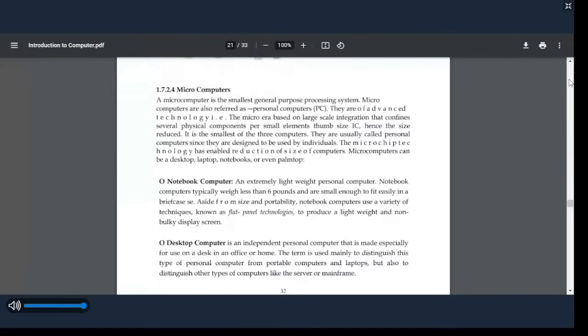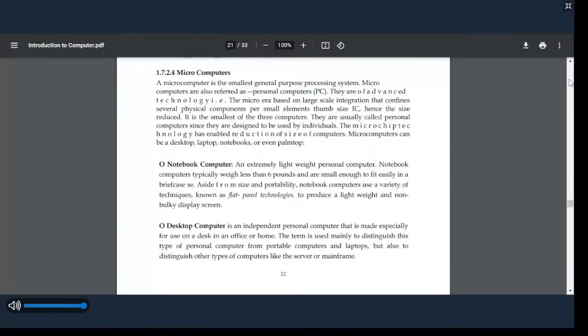We have the desktop computer, an independent personal computer that is made especially for use on a desk in an office or home. Especially if you go to Kibabii, you will see that they use desktop computers, the ones that have a screen and a CPU. Those are the normal computers we use when you are registering. So the term is used mainly to distinguish this type of personal computer from portable computers and laptops, but also to distinguish other types of computers like server or mainframe.